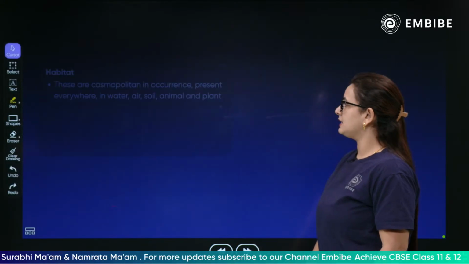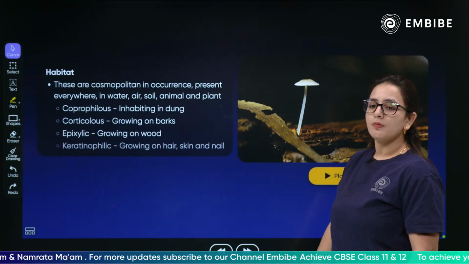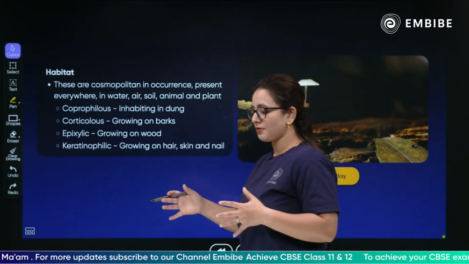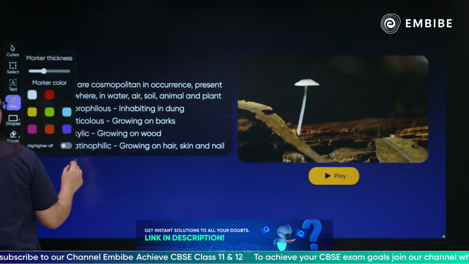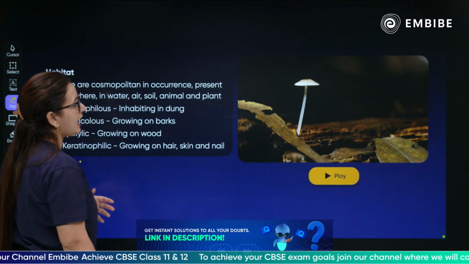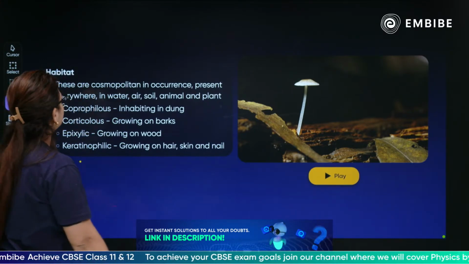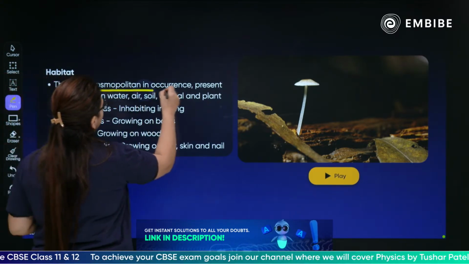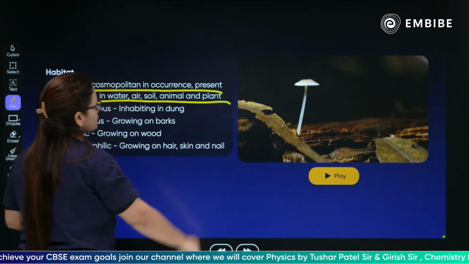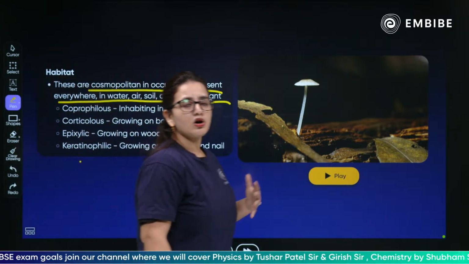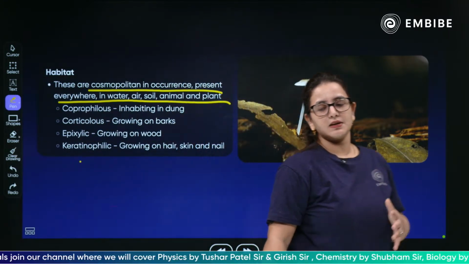Talking about the mycelium only, children, the habitat. Before we further describe the types of hyphae, we are going to see what kind of habitat they reside in. When we talk about the habitat, the fungi are cosmopolitan in occurrence, present everywhere: in water, air, soil, animals, and of course plants. Yes, they are present everywhere, they are in water.